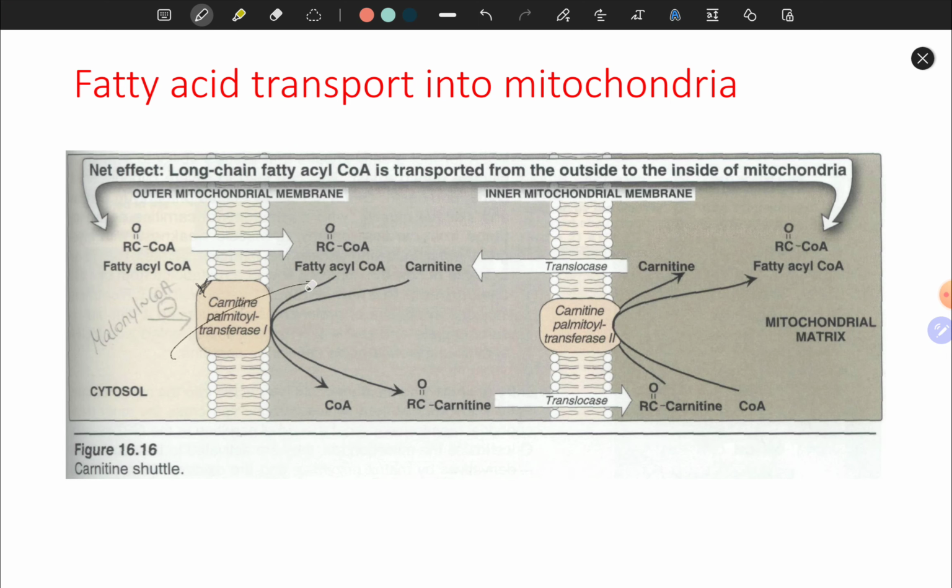We have CPT1 and CPT2. If someone has CPT1 deficiency, if there is no CPT1, there is accumulation of fatty acid inside the cytoplasm, swelling of the cells, and damage of the cells.